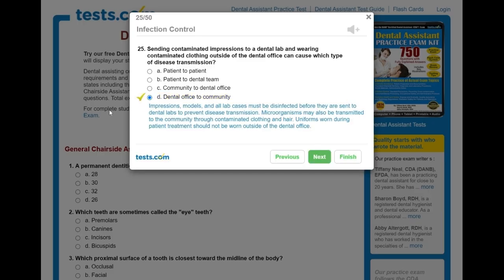D. Dental office to community. Impressions, models, and all lab cases must be disinfected before they are sent to dental labs to prevent disease transmission. Microorganisms may also be transmitted to the community through contaminated clothing and hair. Uniforms worn during patient treatment should not be worn outside of the dental office.